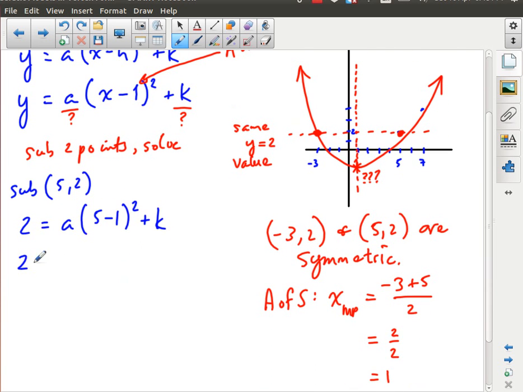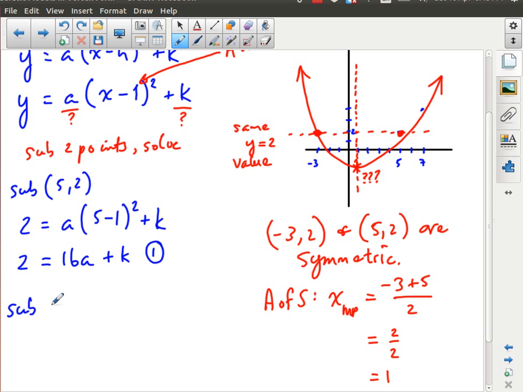And that gives me 2 equals 5 minus 1 is 4 squared. 4 squared is 16, so we end up with 16a plus k. Call that equation number 1.